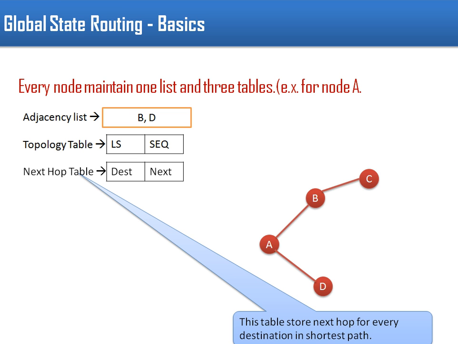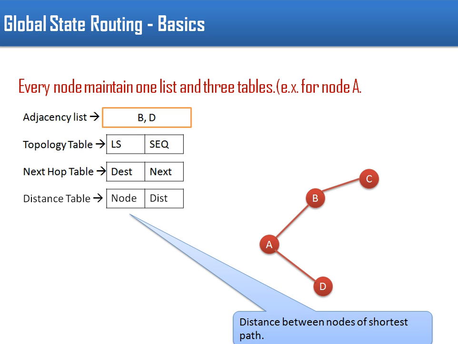The third one is the next hop table, which is used to route packets to a destination. And the last one is the distance table. This table provides the distance between node A and other nodes of the network. So in route calculation, this table is used.